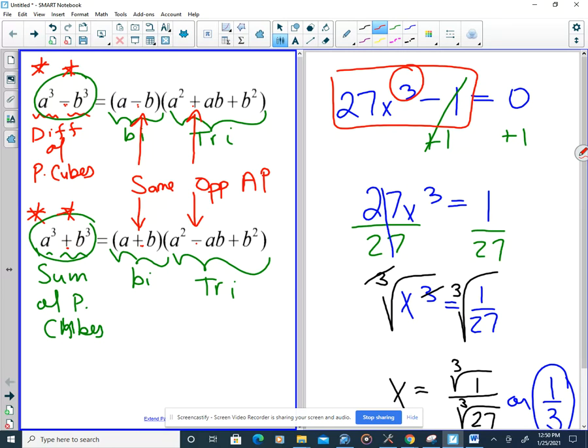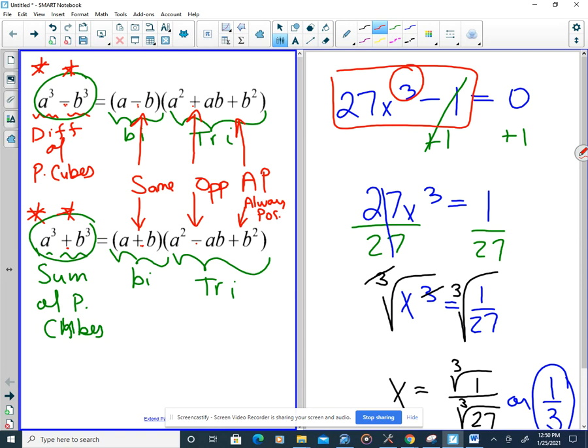And then the only one that might confuse you is AP. Well, AP stands for always positive. Okay? That last number is always a positive number.